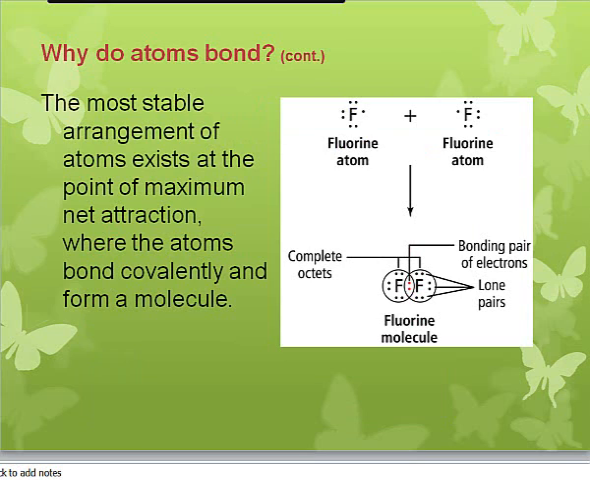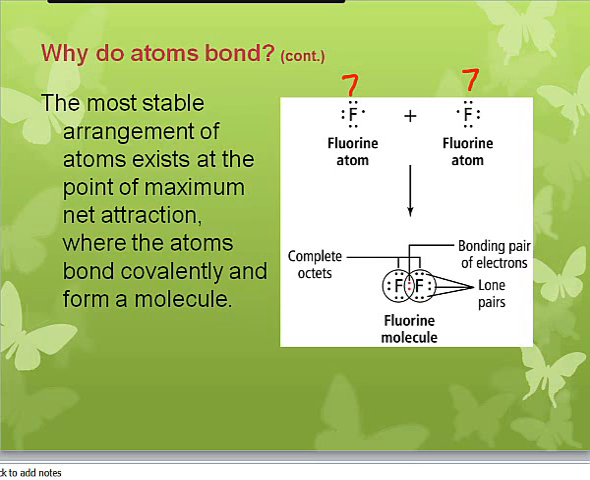There we go. So, the most stable arrangement of atoms exists at the point of maximum net attraction. This is where the atoms bond covalently and form a molecule. So these 2 fluorine atoms that you see in this picture on your screen, if you look at their Lewis structures, each one of them has 7 valence electrons. They really would like to have 8 to obey the octet rule.